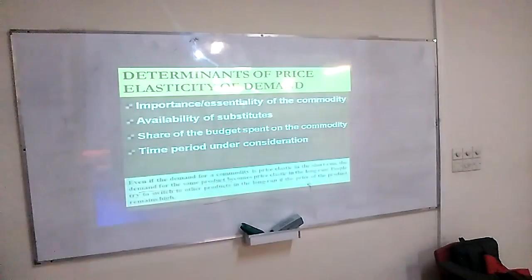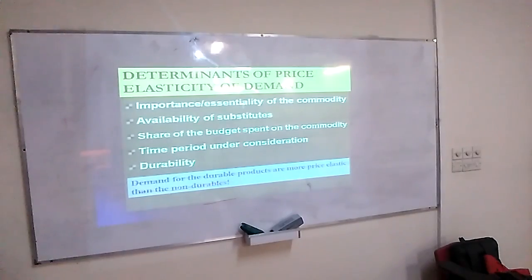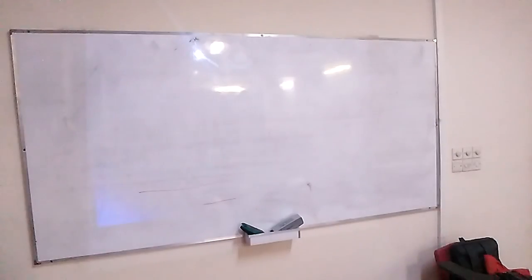Period under consideration. Are you talking about the immediate time, or are you talking after 5 years? 5 years is a long time. People try to adjust. So it becomes elastic. See, immediately, even if the demand for a product is inelastic, because you can't change it, in the long run, you try to adjust. So then it becomes elastic. Durability. So the durable products are more price elastic than the non-durables. Okay, these are the determinants.